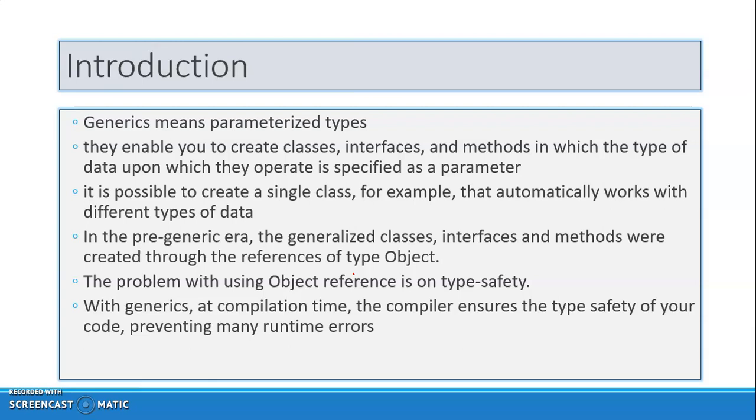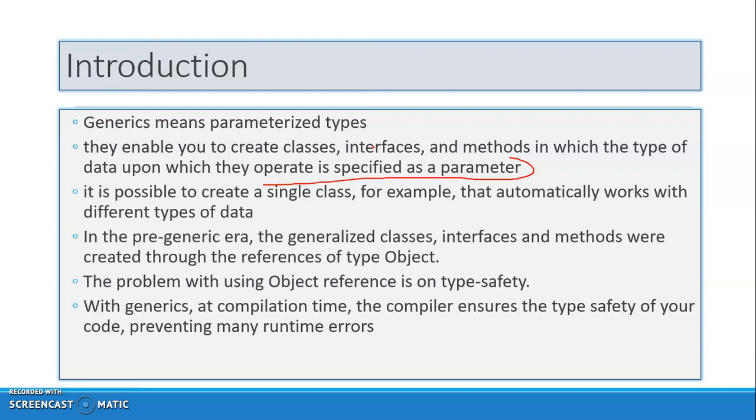this is parameterized type. So when we are talking about generics, we are talking of parameterized types. They enable you to create classes, or interfaces, or methods in which the type of data upon which they operate is specified as a parameter. So we are going to have a general one. By just looking at the function, you cannot tell whether that function is working on the integers or strings or what. We don't specify that. But when we want to use it, then we specify what type of data we want to send to that.